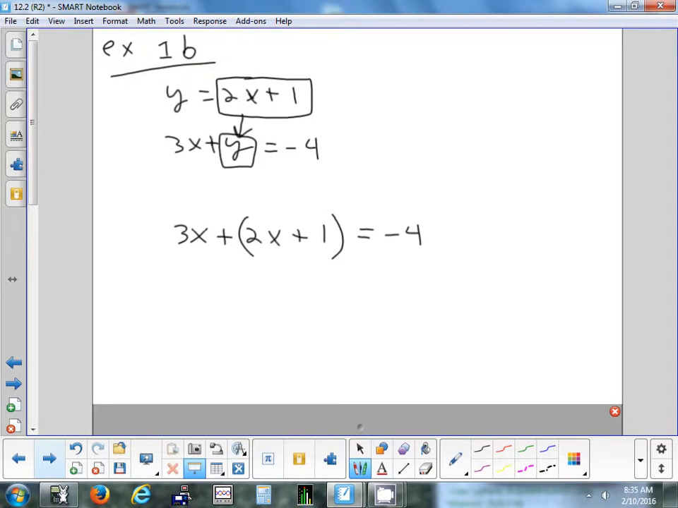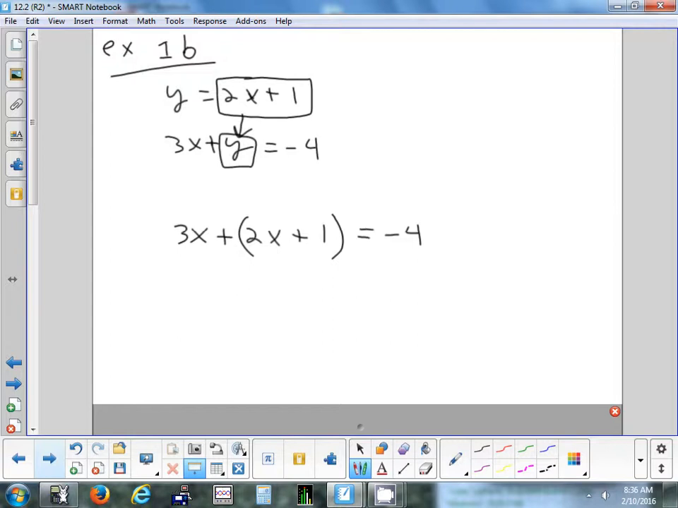How many different letters are in that equation now? There's only one letter there. That's the whole reason for substitution. We had an equation that had 2 letters in it. Now we have an equation with just 1 letter. That makes it easier to solve.